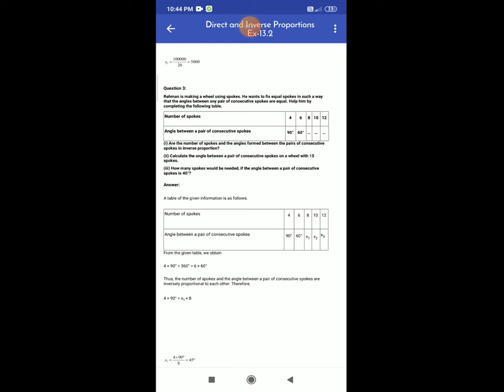First, are the number of spokes and the angles formed between the pairs of consecutive spokes in inverse proportion? Second, calculate the angle between a pair of consecutive spokes on a wheel with 15 spokes. And third, how many spokes would be needed if the angle between a pair of consecutive spokes is 40?